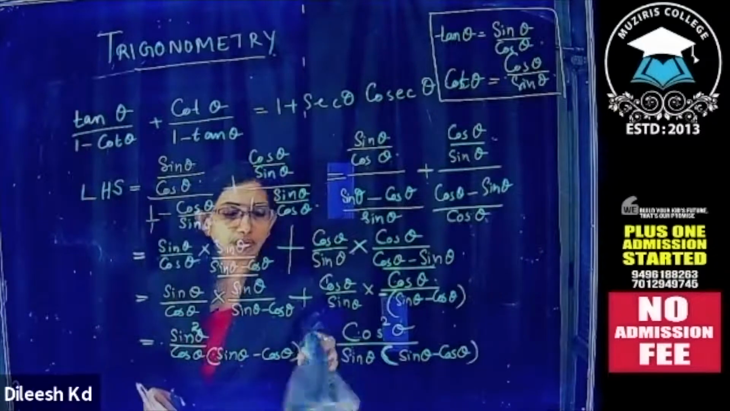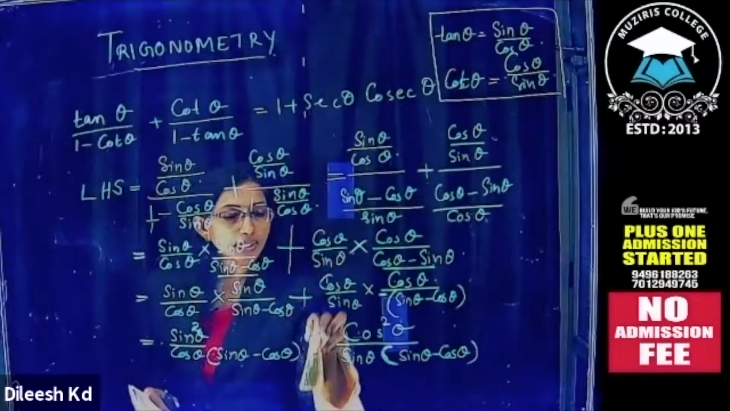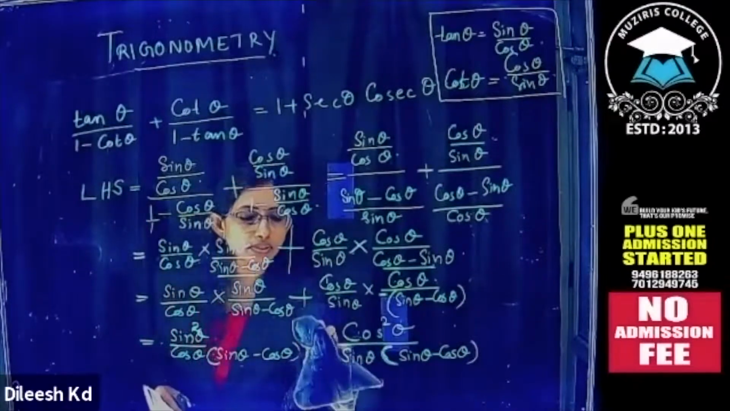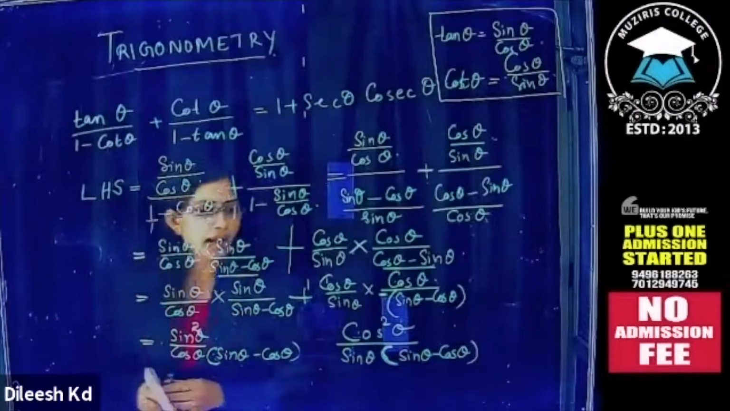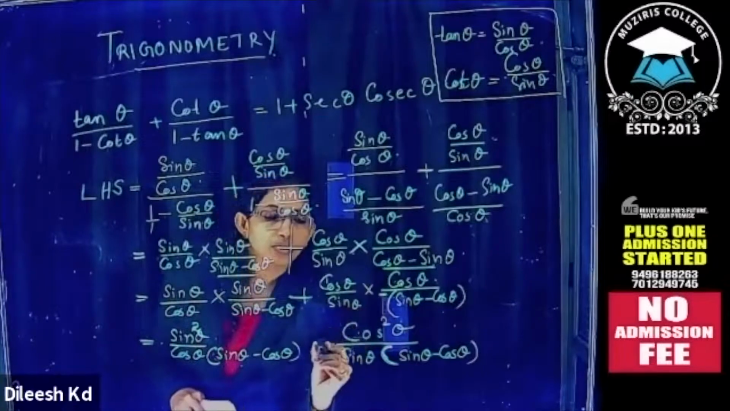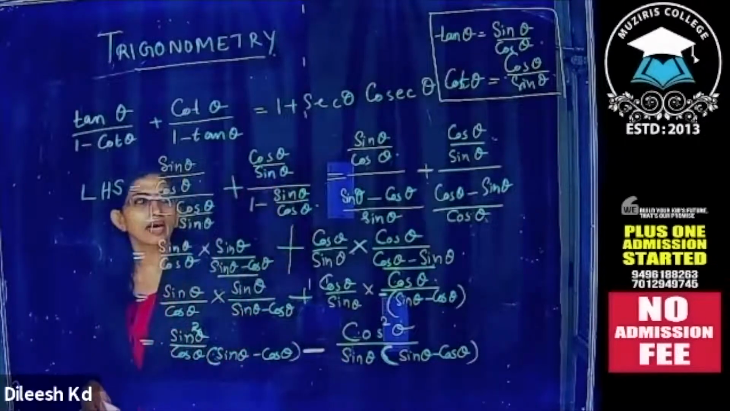This plus becomes minus. Okay, is it clear? The plus becomes minus because here we have a minus sign. So plus of minus is equal to minus. Is it clear? Okay, clear or no?